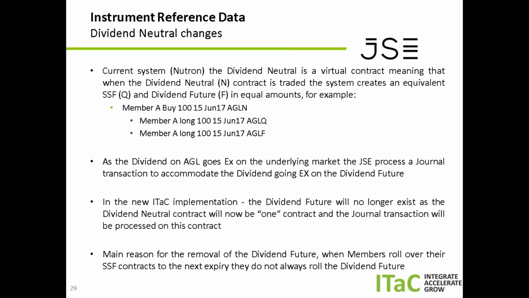Okay, so dividend neutrals, I think this is a big change. On Neutron today, or Nucleus, you guys have the dividend neutral contract, which is a virtual contract. If you trade the dividend neutral contract, you'll end up with positions in the single stock future physical, as well as the single stock, as well as in the dividend future contract. So in the ITaC world, we're doing away with the dividend future contract. So if you trade the dividend neutral, you will end up with a position in the dividend neutral contract, and then you will get a journal entry in the dividend neutral contract. Does that make sense?